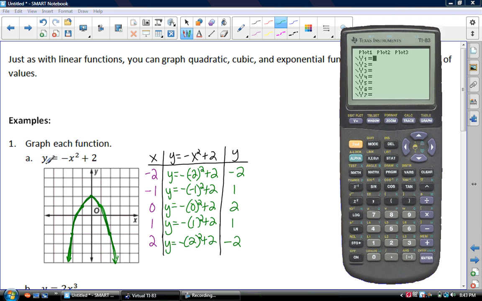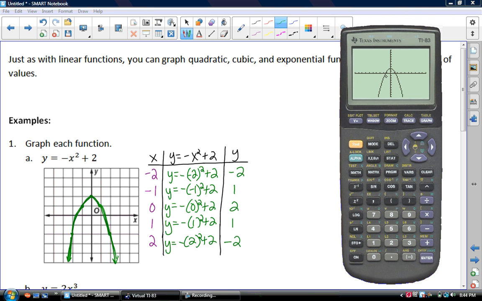So if we want to graph y equals -x squared plus 2, notice when you go to the y equals button, each equation starts with y equals. So all we have to type in is -x squared plus 2. So there's negative, and then for x, we'll use this button to the right of the alpha button. It has an x in it among other variables. So x squared plus 2. And then just hit graph. And that looks like the same graph that we have.